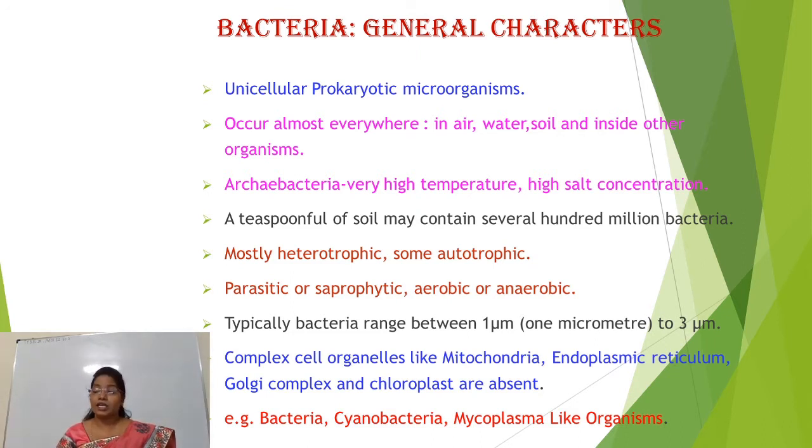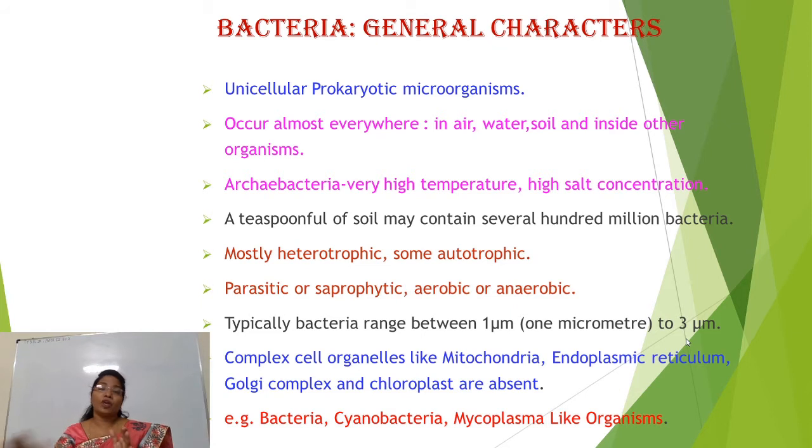Next feature is that typically bacteria range between 1 micron to 3 micron. Friends, in the previous session we have seen different units of measurement, and as bacteria are microscopic in nature, for the measurement of their cell, the unit is micron. So the majority of bacteria range between 1 micron or micrometer to 3 micron.